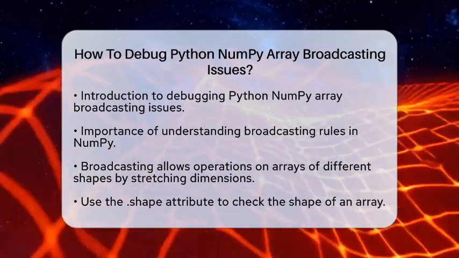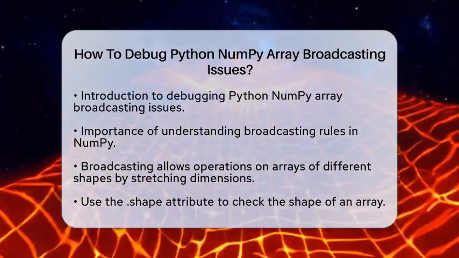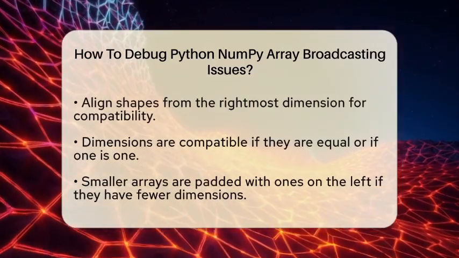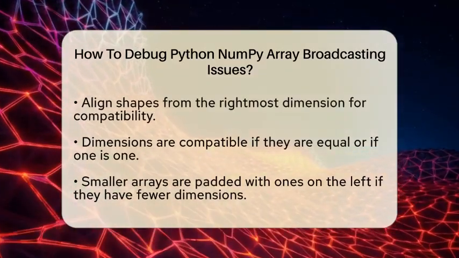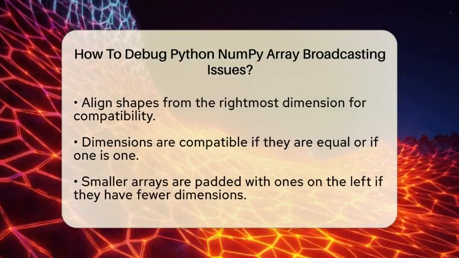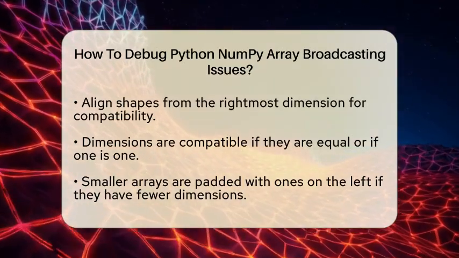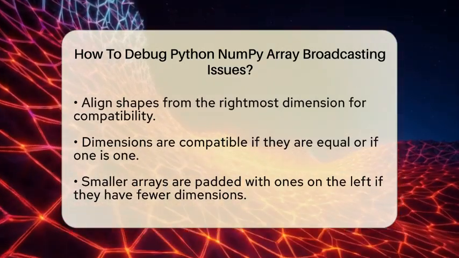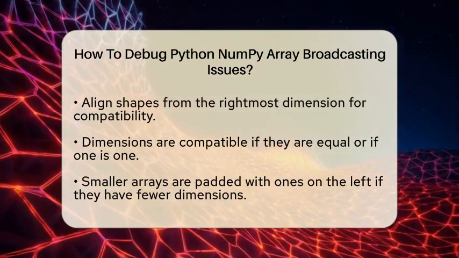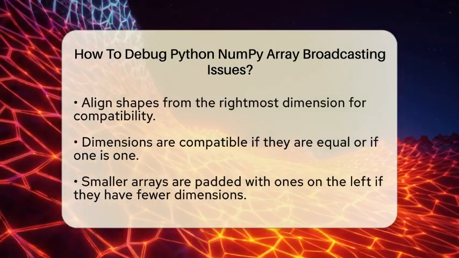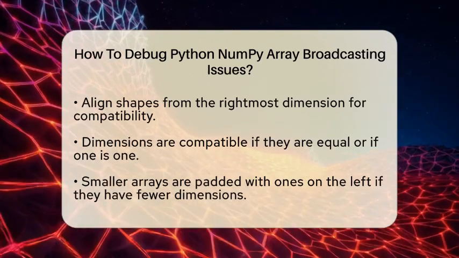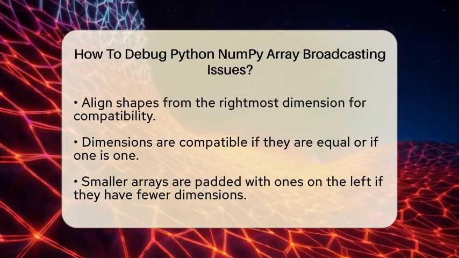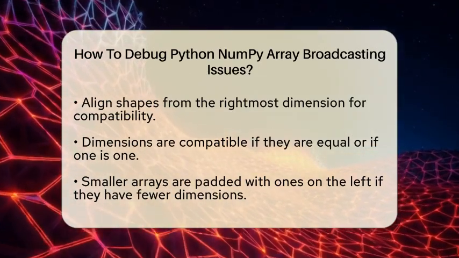To start debugging, compare the shapes of the two arrays involved in the operation. You can easily check the shape of an array by using the shape attribute. This will give you a tuple that shows the size of each dimension. Next, align the shapes from the rightmost dimension. The dimensions are compatible if they are equal or if one of them is 1. If the arrays have different numbers of dimensions, the smaller array is padded with ones on the left.